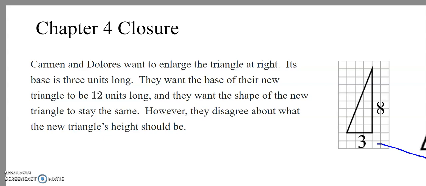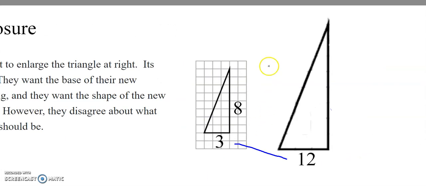So in this problem, Carmen and Dolores wanted to enlarge this triangle. They had a base of 3 and they wanted to make it a base of 12, but they weren't sure what this new height should be. Now, some of you may remember when we worked these problems, we know that this one should be a lot bigger, right? But I don't have enough space in my paper for you to do that and still see the rest of the problem. So because this is a model, I can make it as long as it's bigger than this one and my numbers are correct, that's fine.